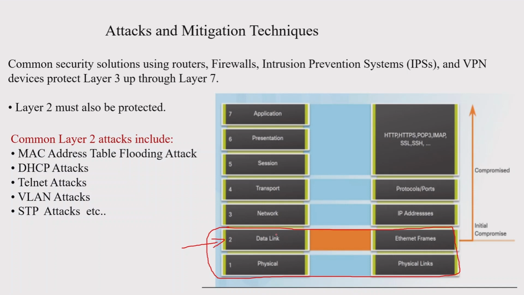If your data link layer is compromised, meaning your layer 2 devices, the switches, are compromised, and a hacker gains access to the switches, then automatically layers 3 to 7 are compromised. Whatever security mechanisms you implemented for protection, all of it can be accessed by the hacker who gained access at the data link layer. Once the initial compromise is done, you cannot protect the remaining layers 3 to 7 either.